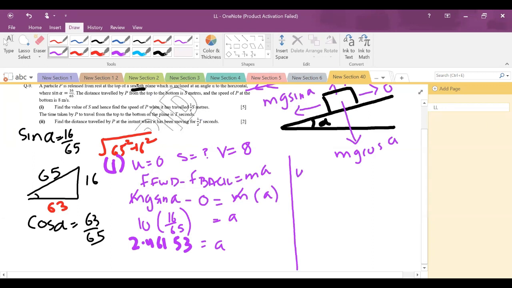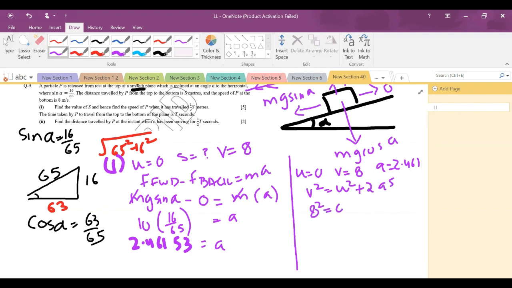अल्फा आ गया, सो अब u भी पता है 0 है, v भी पता है 8 है और a भी पता है 2.461 है. So you can find s using v square equals u square plus 2as. So 8 square equals 0 square plus 2 times 2.461 times s. So make s the subject, 2 into 2.461 divide हो जाएगा और s आएगा 13.